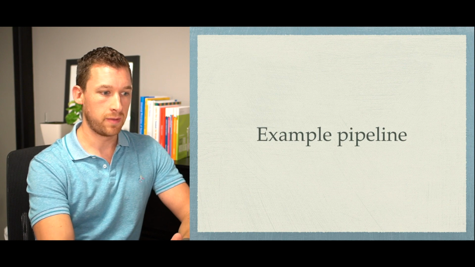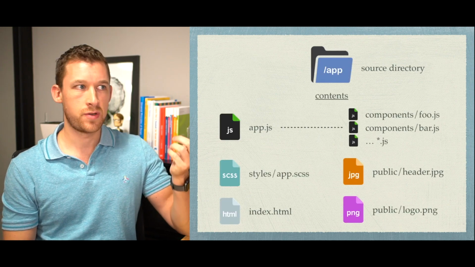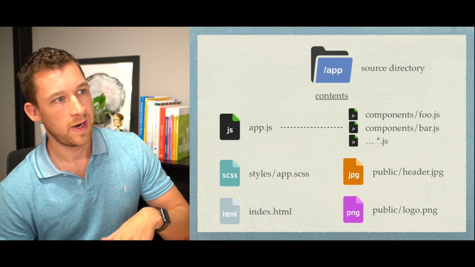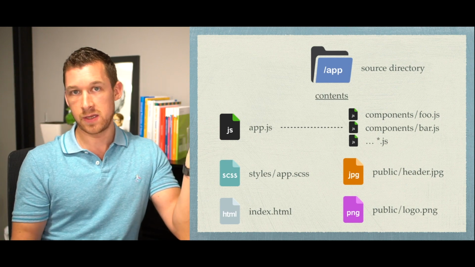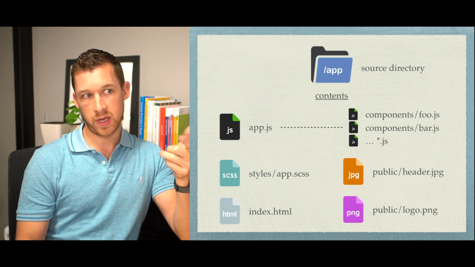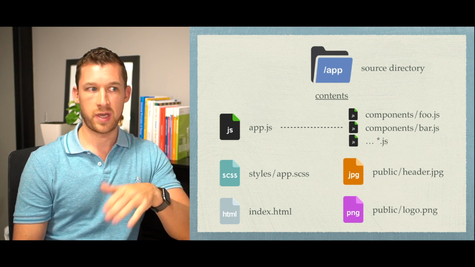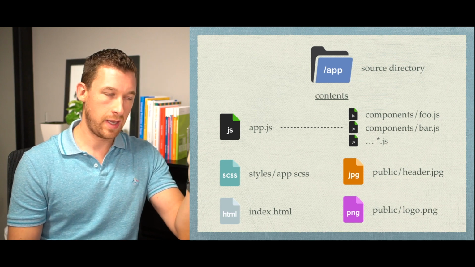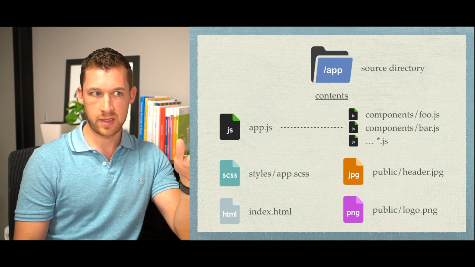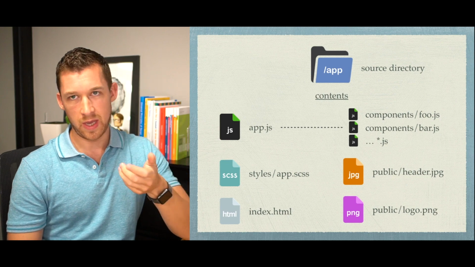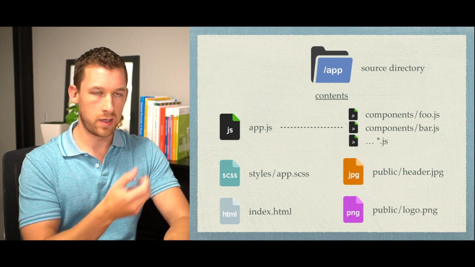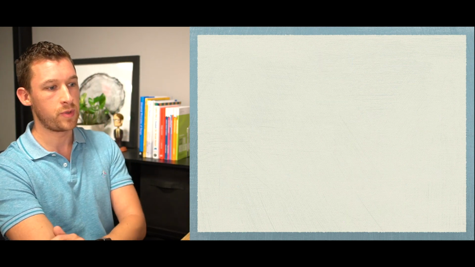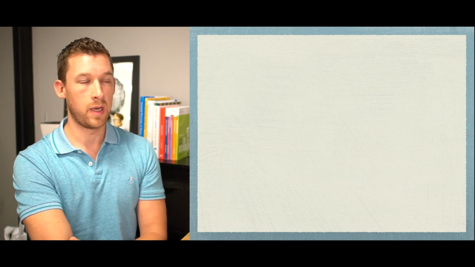So here's an example pipeline. Say you have a source directory, which is your app directory, and within that you have an app JavaScript file, and that links through, say, an ES6 import statement to foo.js and components bar.js and any other JavaScript files you have. You have an input styles app CSS file. You maybe have a header image, maybe you have a logo, and you've got your HTML file for your application. So this is what it might typically be represented as in a Broccoli build pipeline.